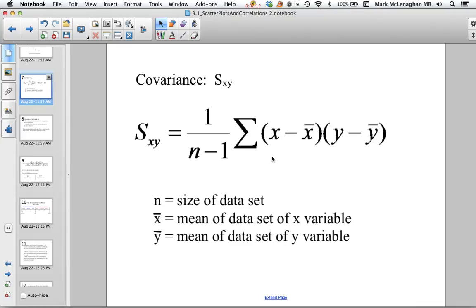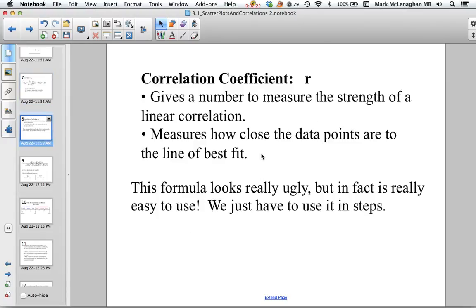Don't write this formula down. I'm just showing you this so you appreciate the calculations that the computer or calculator does for you. We use this formula to find the correlation coefficient, which is r. r gives a number measuring the strength of the correlation, corresponding to strong, moderate, or weak. The closer the data points are to the line of best fit, the stronger the r value is, and the closer the r value is to 1 or negative 1.